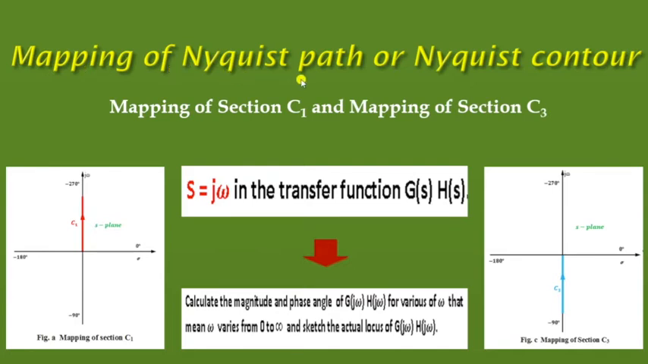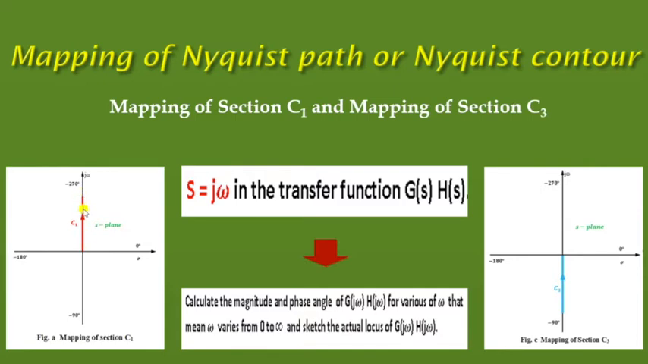Mapping of Nyquist path or Nyquist contour. First I will discuss mapping of section C1 and mapping of section C3. In section C1, the value of omega varies from 0 to infinity.